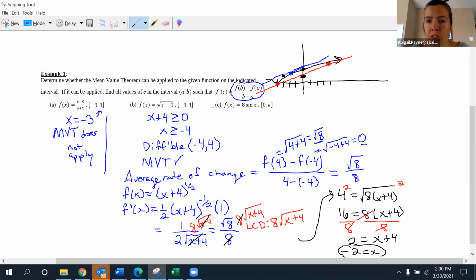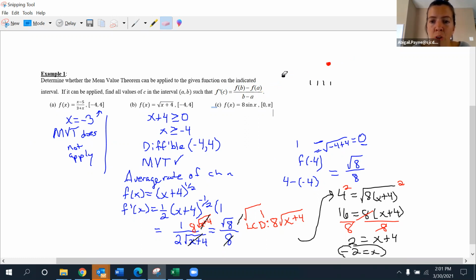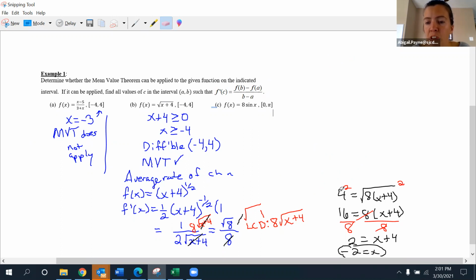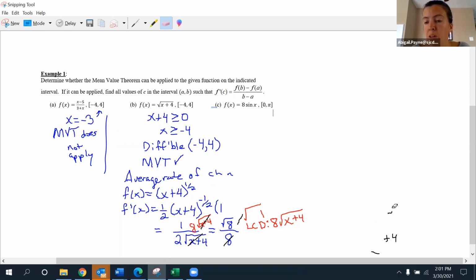Let me see if I can include in this video a solution to example C. I'm going to erase a lot of this. So now we're looking at the function f of x equals 8 times sine of x. The sine and cosine functions are continuous everywhere. They're nice like polynomials. So that function will be continuous and differentiable on the interval from 0 to pi, and in fact over any interval. So the mean value theorem does apply to example C as well.